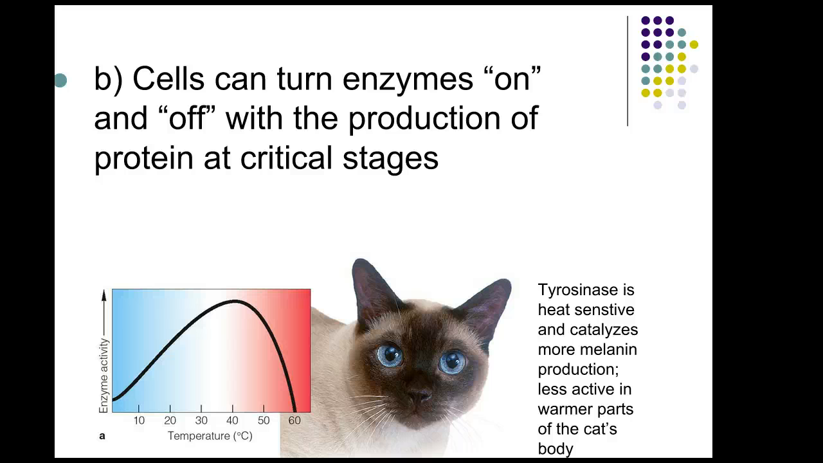All right, your cells can also turn your enzymes on and off with the production of protein at critical stages. Your DNA is the one that tells us how to do that. Now, sometimes if we have a DNA mutation or an altering of an enzyme, it could be because we don't have maybe the correct directions in our DNA. And you guys can research some of those for your current event if you want.